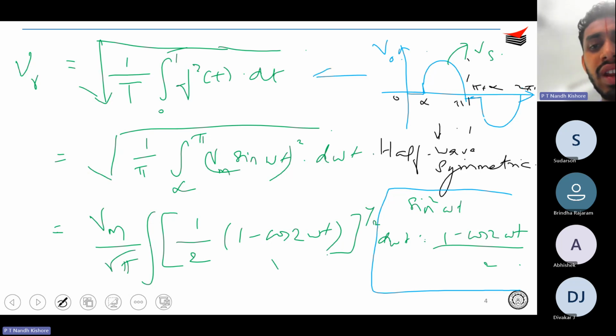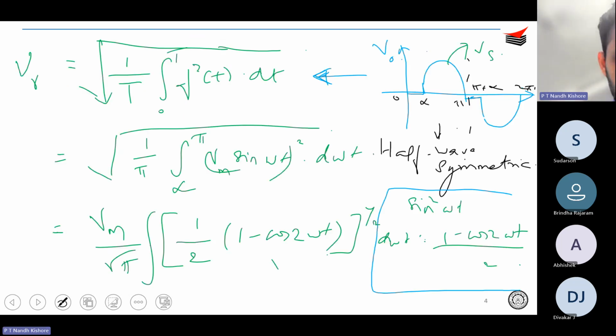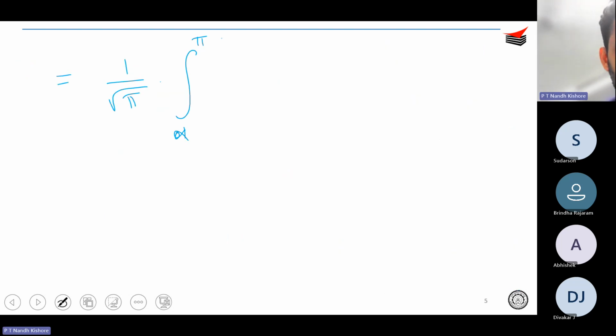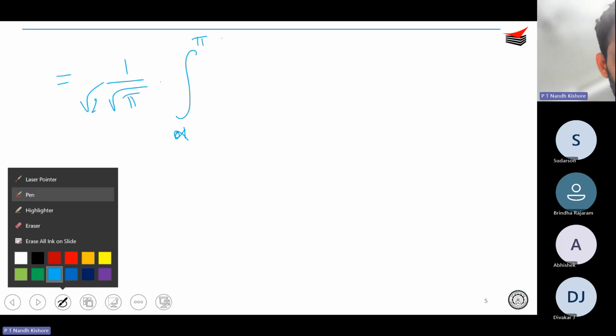Okay, so we were just deriving the RMS value of your output voltage for a single phase full wave AC voltage regulator. Okay, so this is your VRMS, right? So once you have your VRMS, what we can further simplify is something like 1 by root pi, and then integral alpha to pi. And I will take the root 2 as common over here. And then we had integral 1 minus cos 2 omega t, right?